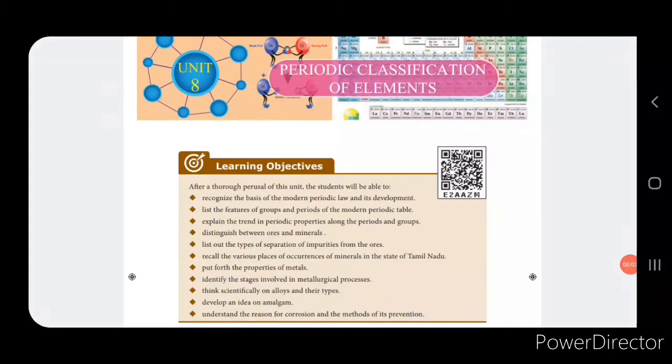Welcome to science session for class 10, and we are dealing with the 8th lesson, that is periodic classification of elements. Now in the last session we have seen the modern periodic table and what is period, what is groups, and we have seen the periodic properties, isn't it, the trends along the period and the group, isn't it, and we also saw the separation of aluminium from its ore, that is extraction of aluminium from its ore, isn't it.